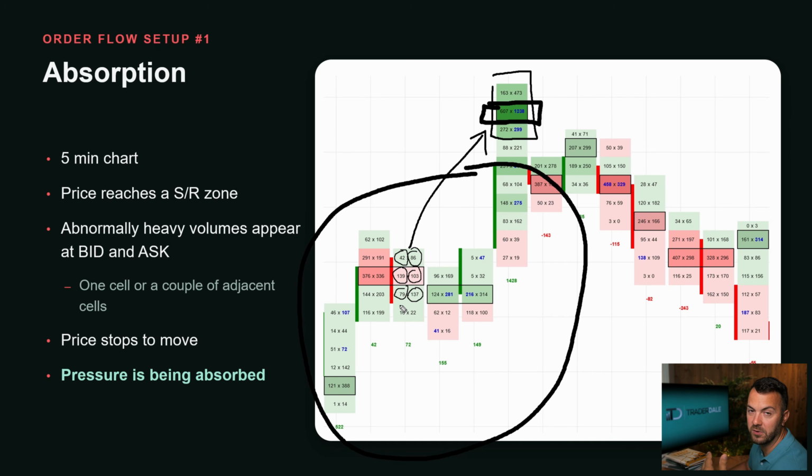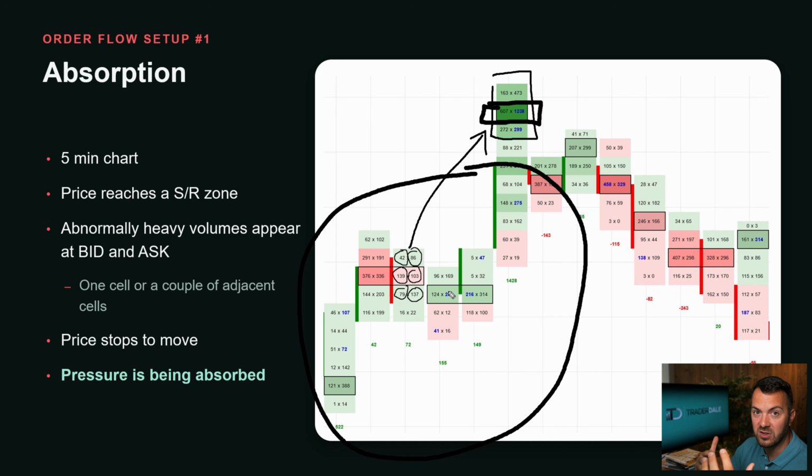Also, what my software does, and what I already talked about, is it makes the cells with heavy volumes darker. So you can tell by looking at the colors as well, right? The thing is that different instruments and also different sessions have different average volumes. So I can't really tell you that, for example, 500 contracts is a big order, because it depends.